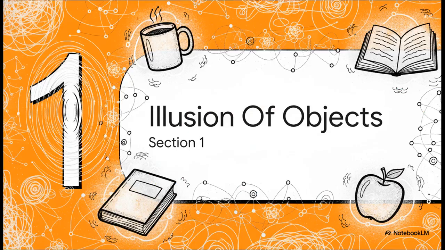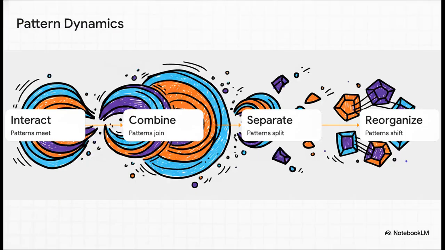Section 1. The illusion of objects. This brings us to the first core concept we really need to grasp today. Those isolated objects we think we see every single day, the things we touch and interact with, they're actually a cosmic illusion. Our brains trick us into seeing solid, distinct items separated by space. But the reality is far more dynamic and deeply interconnected.